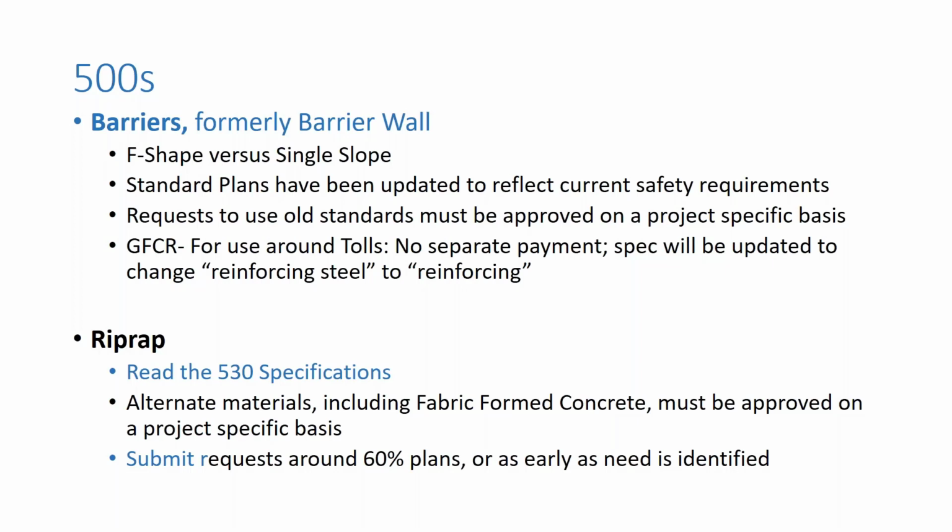Moving on to riprap, I do recommend that you look at the 530 specification. Some of the old materials, such as fabric formed concrete, must be approved on a project-specific basis. The reason for that is that there was a lot of cracking and other erosion issues that needed to be addressed. So we do want to get those requests in as early as possible, or as early as that need is identified, so that the drainage office can help identify whether other alternatives need to be considered, or if that is the best material for that situation.